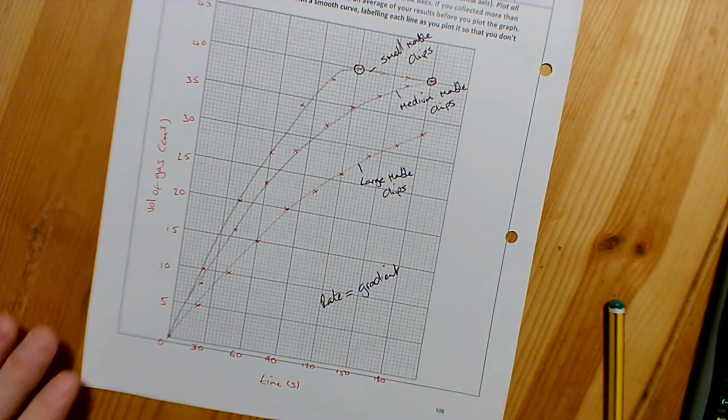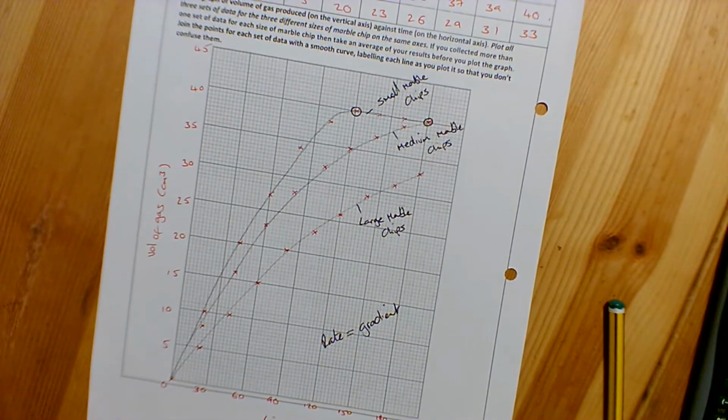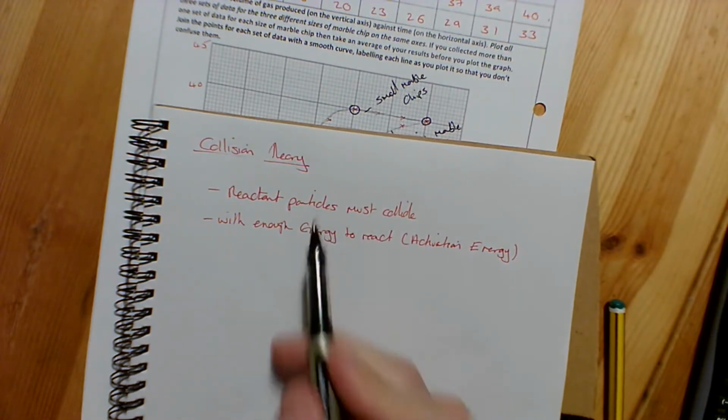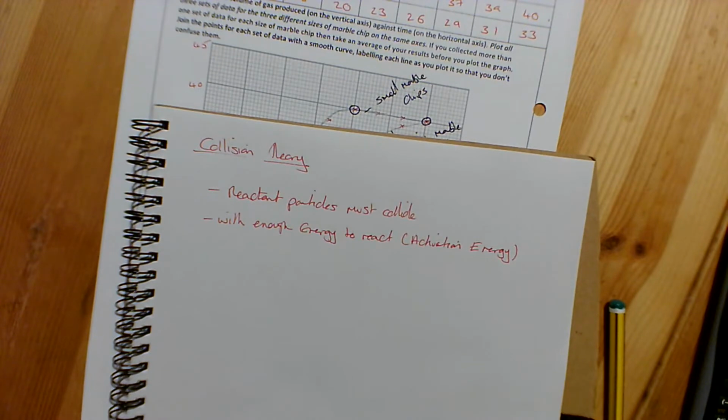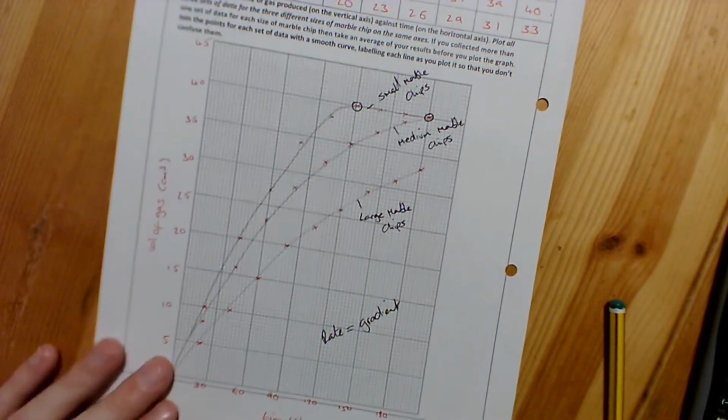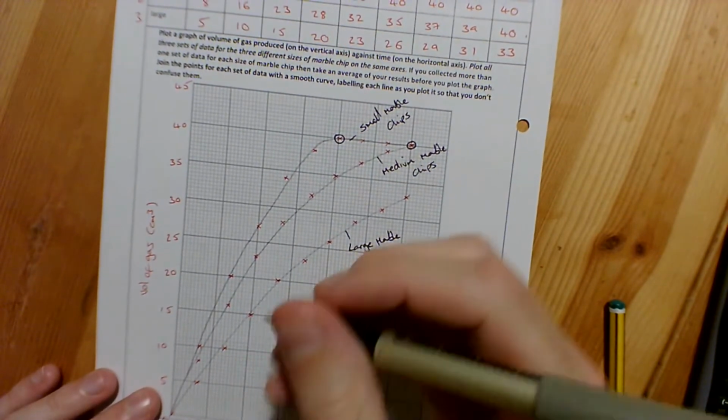So we need to think about why this is happening. Why do the small marble chips react faster than the medium marble chips, and why do they react faster than the large marble chips? And it all comes down to collision theory. Now, we need to remind ourselves that collision theory states that reactant particles must collide with enough energy to react. Okay, so anything we do that increases the chances or frequency of collisions will increase the rate, and anything we do that increases the energy of those collisions will increase the rate. So let's have a think about what's actually occurring. So in each one of these, we used 10 grams.